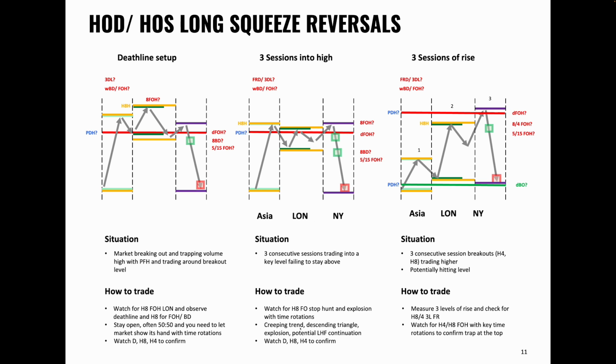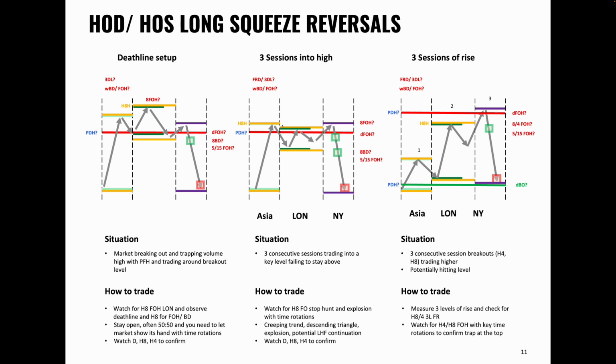What you often see is a creeping trend, then a descending triangle, an explosion with time rotations, and potentially, as just discussed, a low-hanging fruit continuation. How to follow that? You really watch again the daily, the 8-hour, and the 4-hour. So this previous day high level is critical to follow. You never short once you're above that, and then you're following the 8-hour.